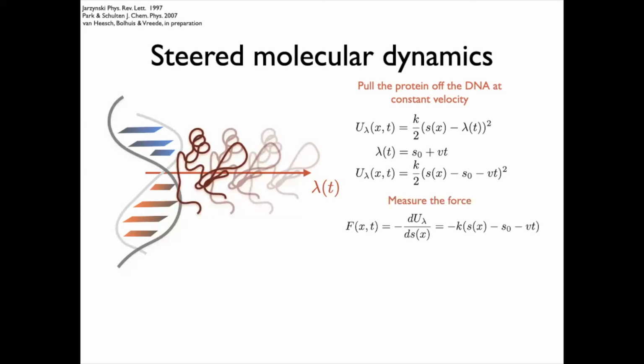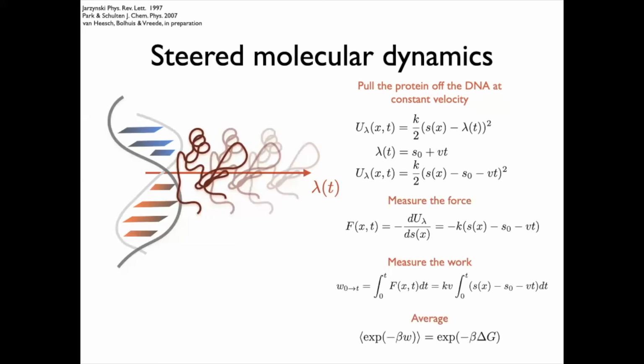And then if we have the force, we can also measure the work. This work is basically integrating the force over time. Then we get the extra work that is put into the system in order to pull the protein off the DNA. And then we use Jarzynski's equality. That's very beautiful. If we repeat this a number of times, pulling the protein off the DNA, and then average the work over all these separate ones, we actually get the free energy. Well, very nice, you think, and well, this is not new. I mean, Jarzynski thought of this in 1997, so I'm not claiming that I thought of this.